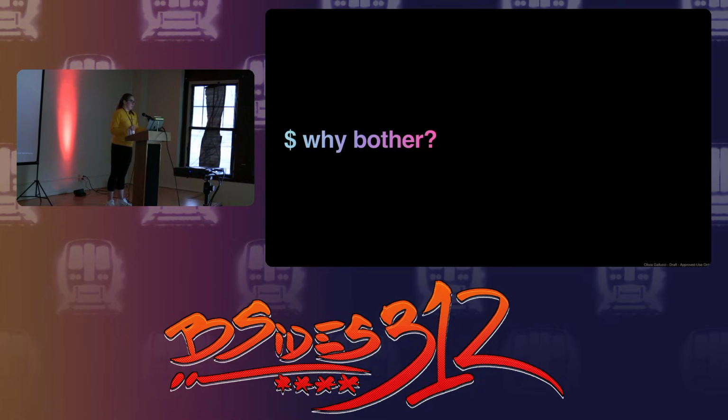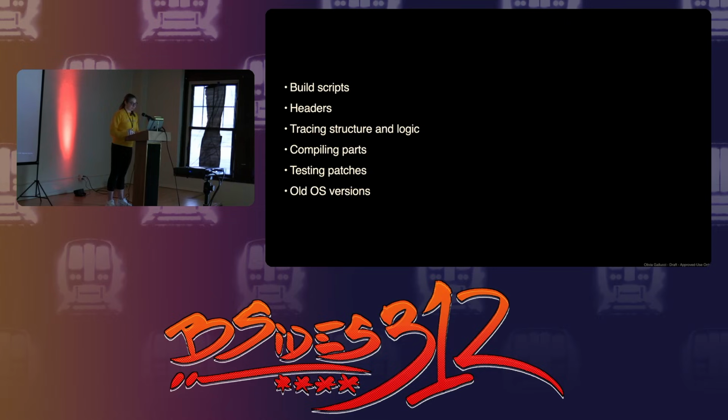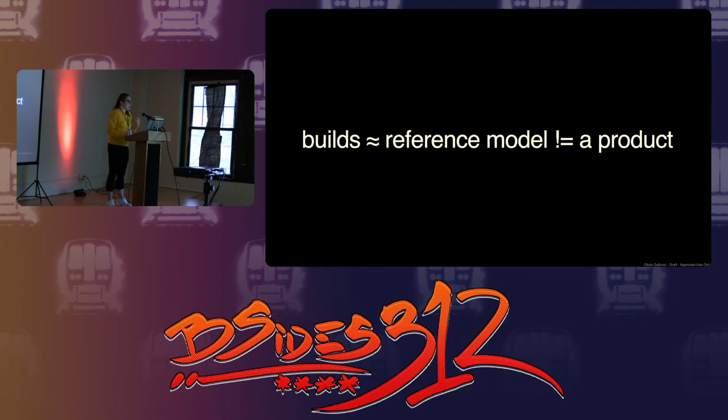So if you can't fully build the OS, why even try? Well, you still get huge value from reading the build scripts and headers, tracing the structure and the logic, compiling parts like libdispatch, and testing patches in controlled environments. And even if said patches are kind of janky on some OS versions from 10 years ago. I think of the build as a reference model, not a product.